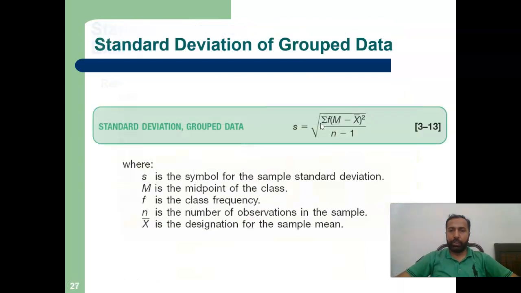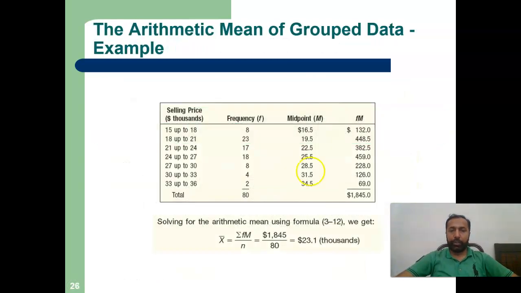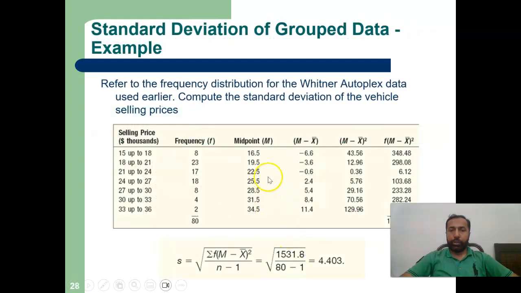I can show you again here. Our mean was 23.1. So 16.5 minus 23.1, 19.5 minus 23.1. So we shall subtract the mean of grouped data from the midpoint. Then we shall take the square of this column, and then we shall multiply it with the frequency.